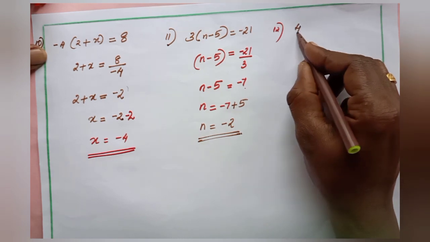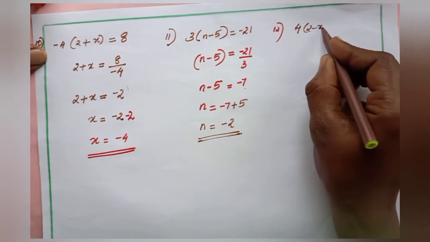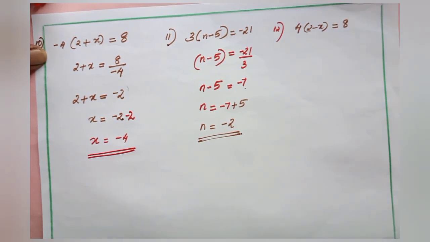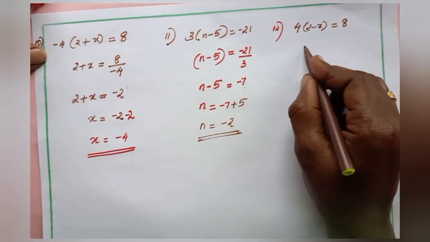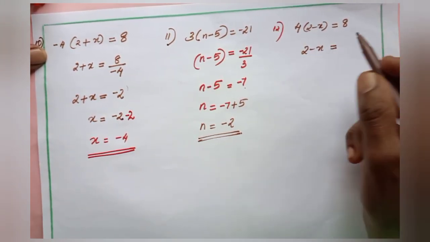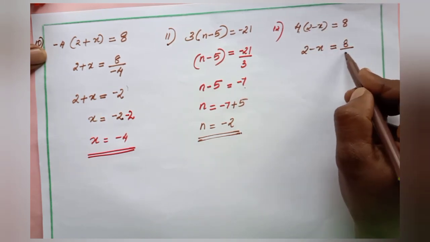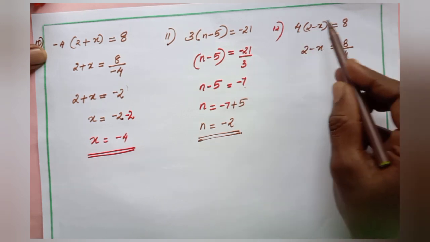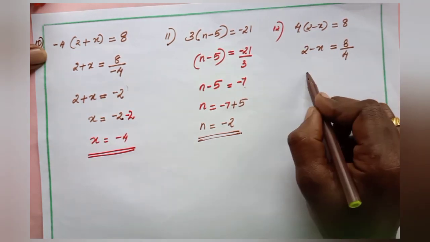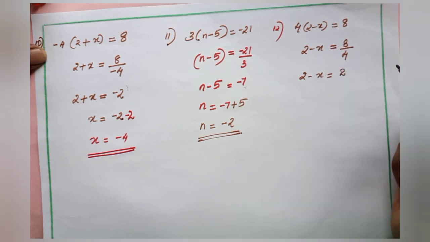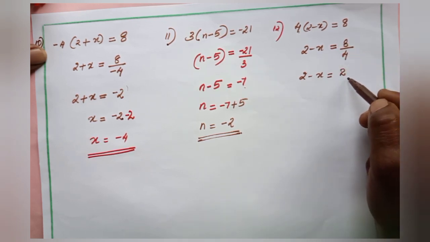4 into x minus 6 equal to 8. So x minus 6 equal to, 4 into transposes to the right side as division. So we get x minus 6 equal to 8 divided by 4, which is 2.